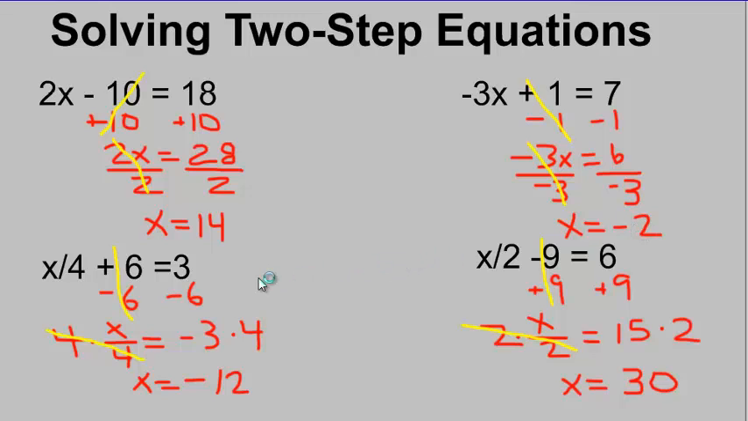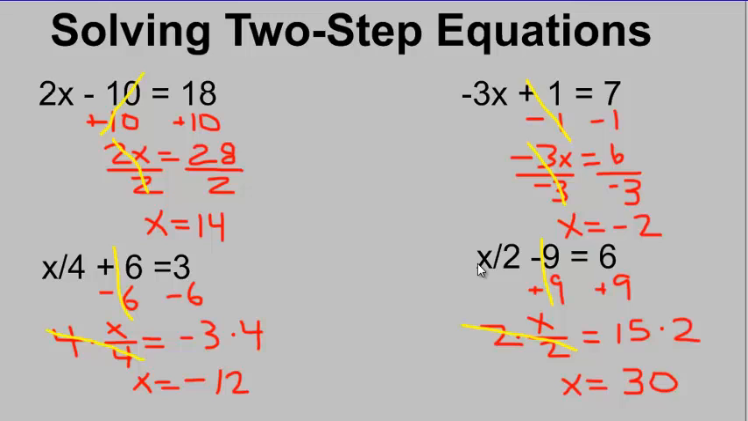On the bottom, we're going to go through the same process. Before we can solve the equation x divided by 4 plus 6 equals 3, we have to get rid of this plus 6. So to undo addition, we will subtract, so we subtract 6 from both sides. 3 minus 6 gives us negative 3. So we have the equation x divided by 4 equals negative 3. And then we multiply by 4 on both sides to undo this division, and negative 3 times 4 gives us negative 12.